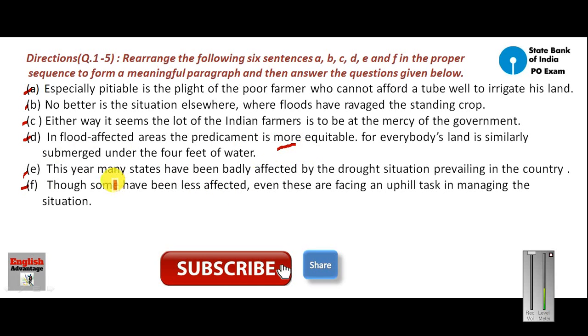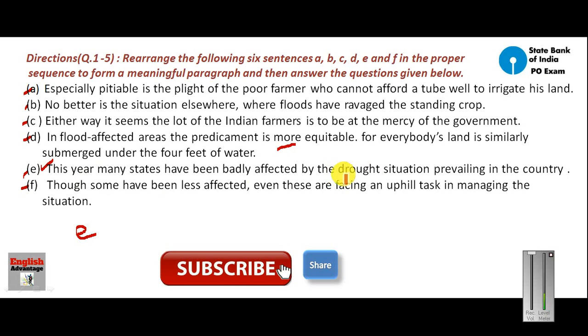So we have come to the conclusion that this should be the first sentence, E, because it contains: "This year many states have been badly affected by the drought situation prevailing in the country." So let me take this as the first sentence, E. In this sentence we are talking about the drought situation prevailing in the country, like Maharashtra, like Latur. There was a very serious crisis for water, and the government was making arrangements for supplying water to the interior villages. So here we are talking about the drought situation.